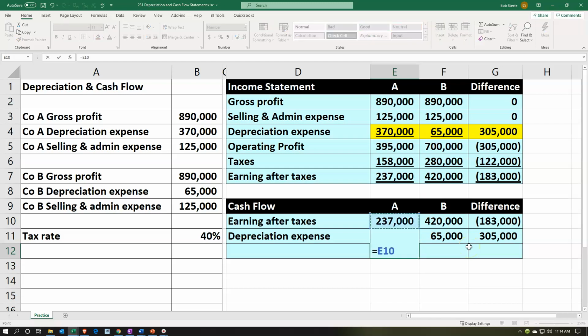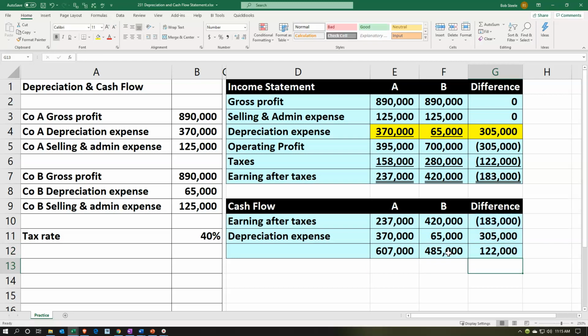So this is going to be this plus the 370, or the 607. We'll do the same thing here. It's going to be this plus this, and then we have our difference, which is going to be this and this, and this will be the cash flow. So that's the cash flow. And so that would be, let's underline this.